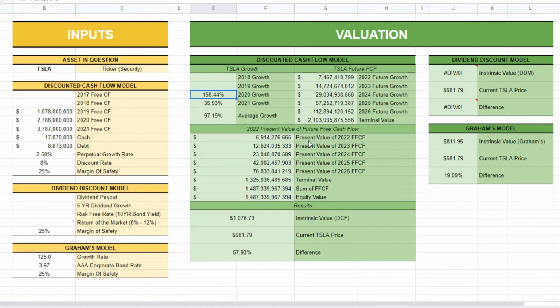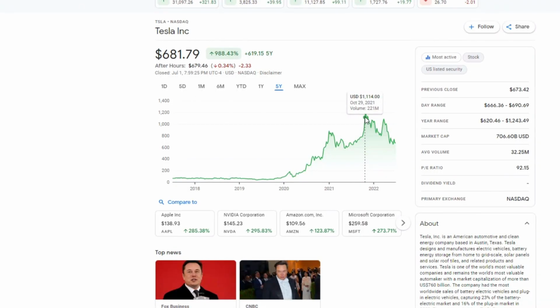These numbers right here feed into the future growth of from 2022 and beyond. And then we take these numbers and determine the present value of the future cash flows using the discount rate of 8%, come to a terminal value, and then we add all of these numbers up to get our future free cash flow, and then determine our equity value by subtracting the debt and adding the cash that Tesla owns. And then we divide the equity value by the outstanding shares to come to an intrinsic value of about $1,000 or about $1,100. And Tesla's current price is $681, which is pretty odd that the intrinsic value would be around $1,100, which is very close to the peak of where they were about 6 to 9 months ago.